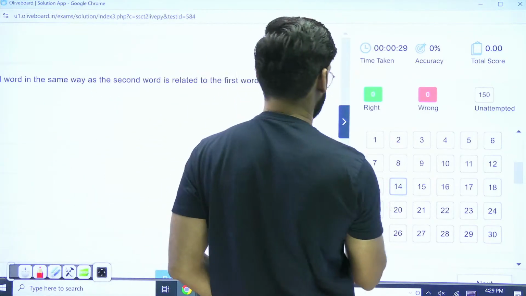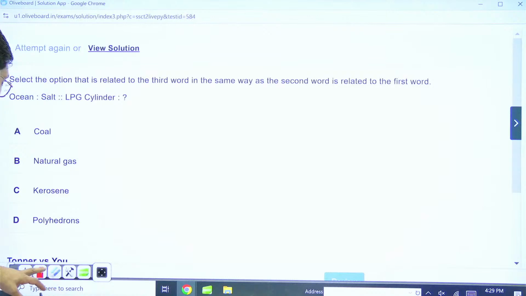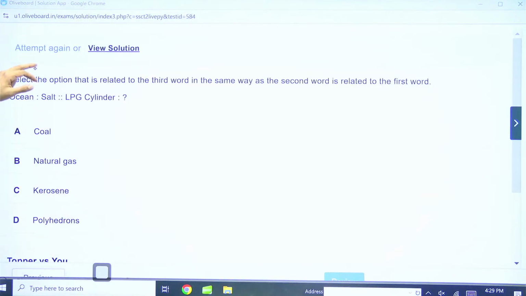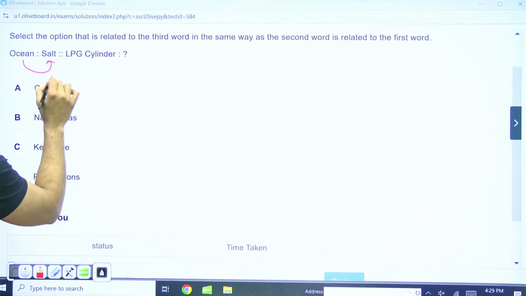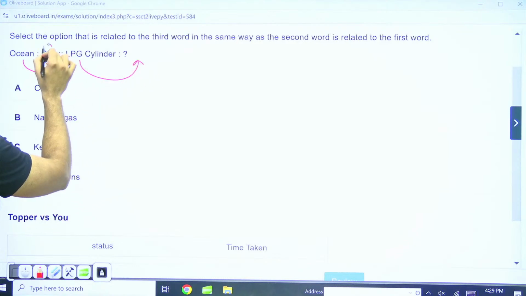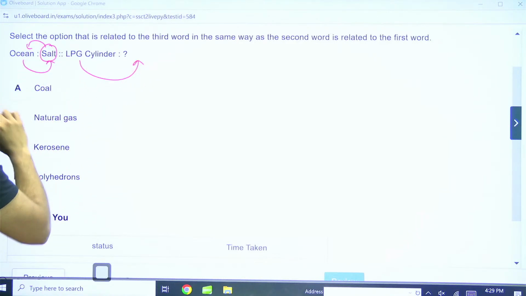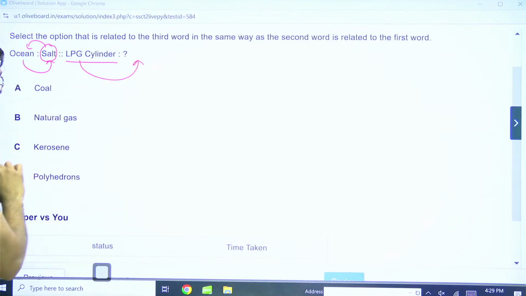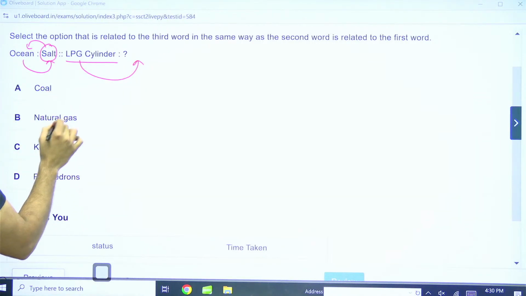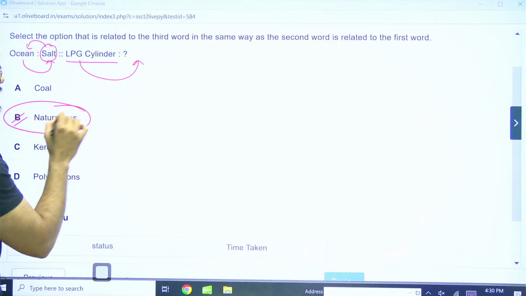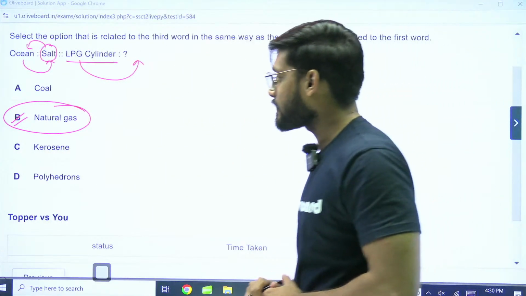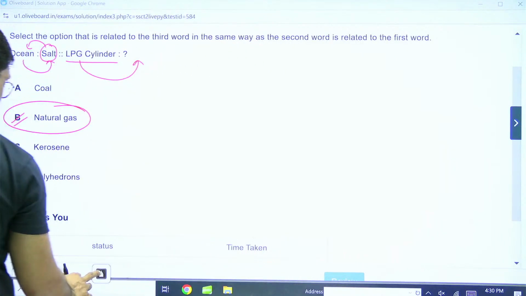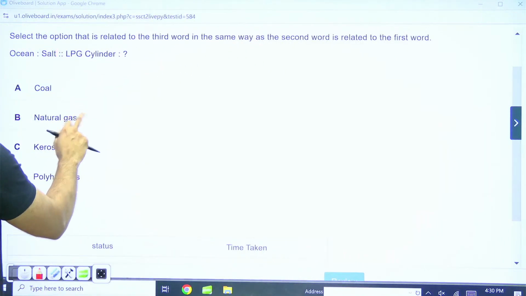14th question. Select the option. Analogy. Ocean related to salt. LPG cylinder will be related to what? Salt can be obtained. Salt is found in ocean. So what is found in LPG cylinder? The options are polyhydrons, kerosene, coal, and natural gas. Natural gas is found in LPG cylinder. So the right answer should be natural gas. Let's mark natural gas. Option B, right.